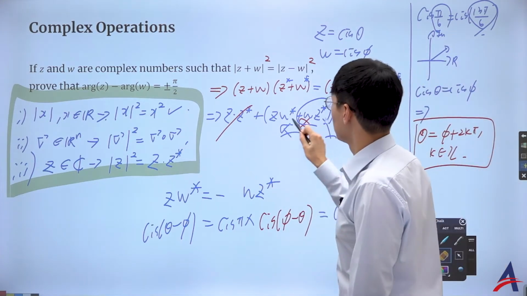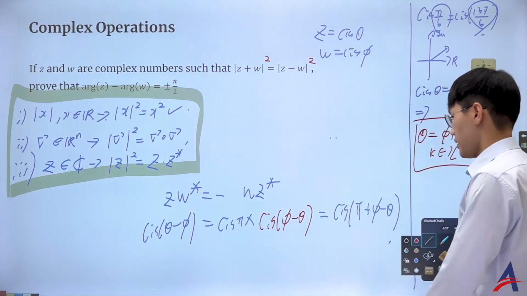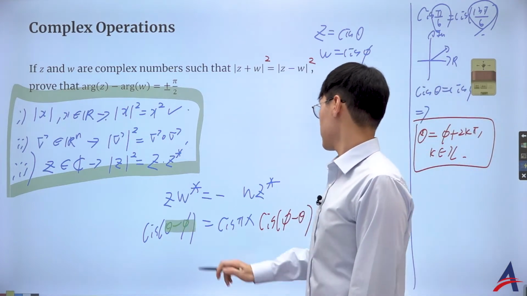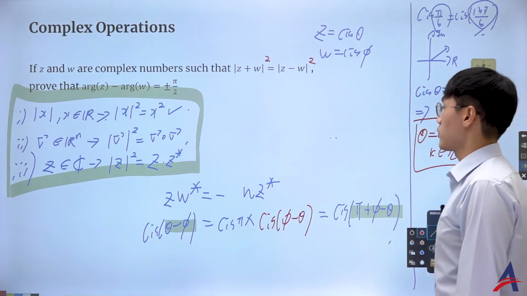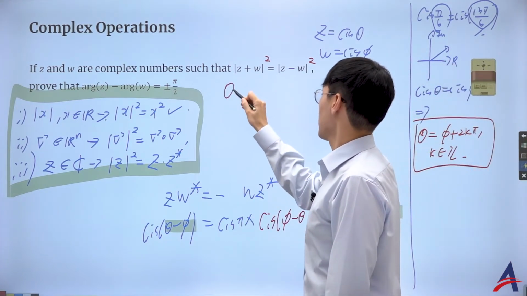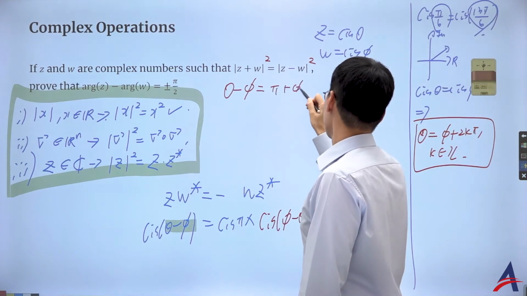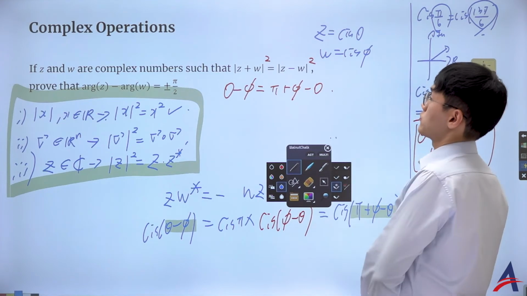And then I'm going to compare the argument of theta minus phi with pi plus phi minus theta. So that's going to be theta minus phi is equal to pi plus phi minus theta. Then what I can do, my friend, is just group them together, right?